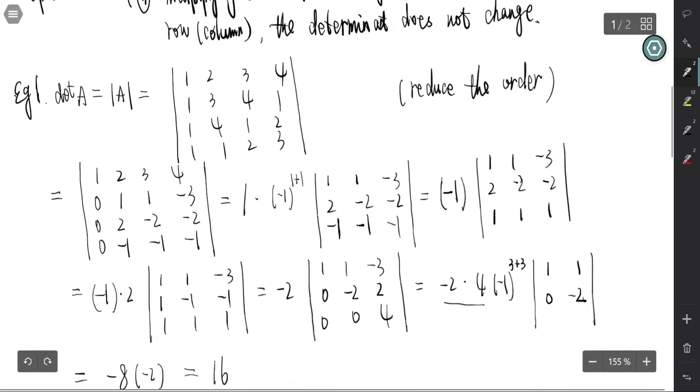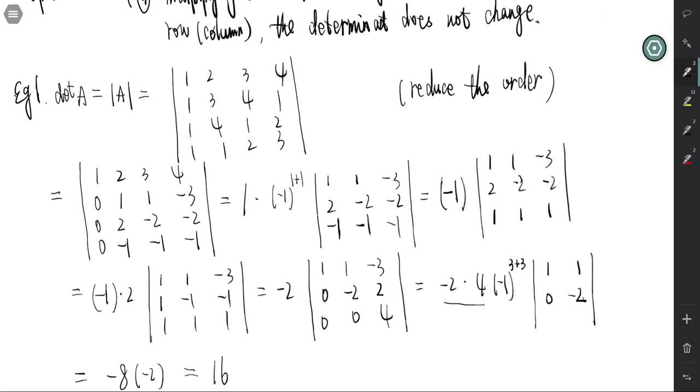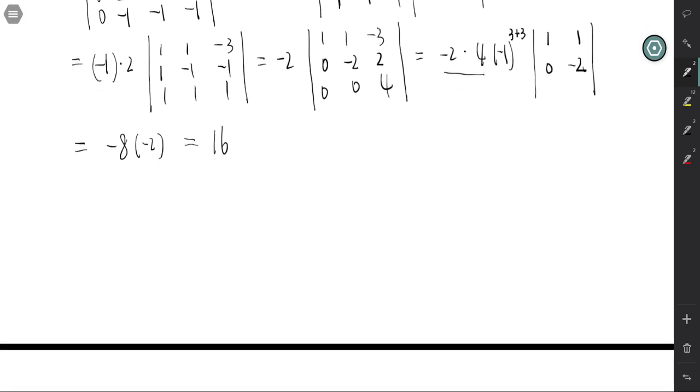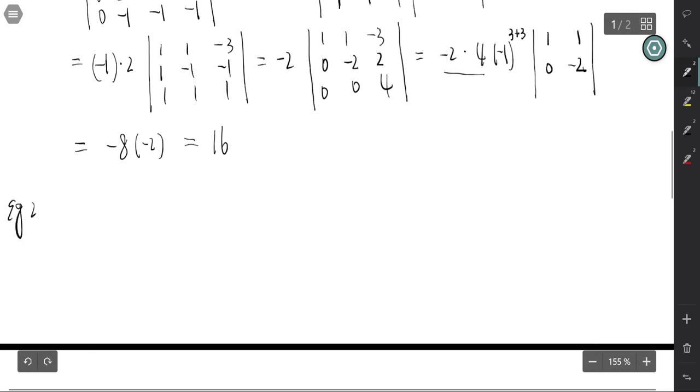That's the method of reducing the order. We reduce one column or one row to be all 0 except one member, and expand the determinant in terms of that row or column, and then the order of the determinant is reduced. Okay, that's the example for computing the determinant. Let's see another example.